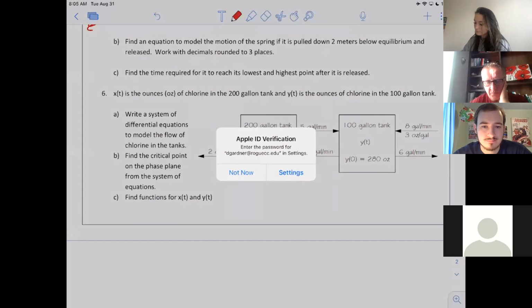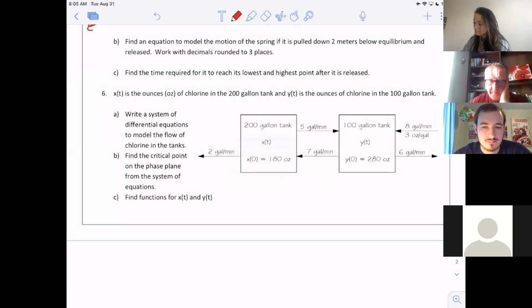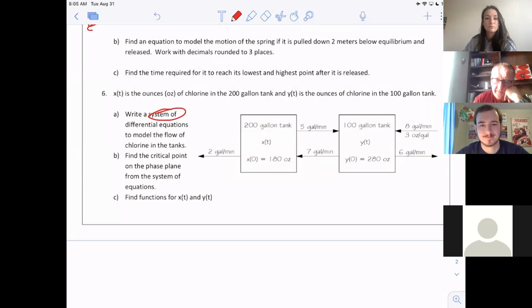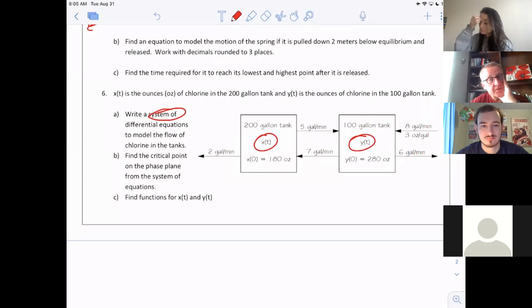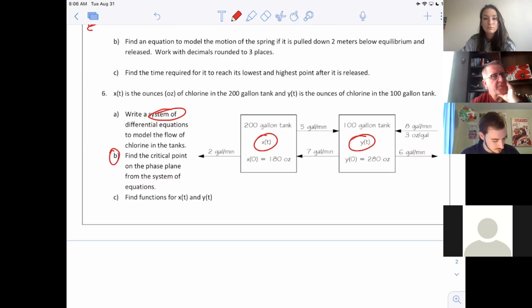You had a question in your assignment. We did one in class. But the ability to write, in this case, a system of differential equations to model the flow, since there's an X equation and a Y equation, and because all we know is rates of change, it's going to end up being a differential equation. And then I'm interested in if you can apply everything we did in chapter 5 to this problem. In other words, can you write your own system? And then what we just studied yesterday, question B, can you find the critical point on the phase plane of this?